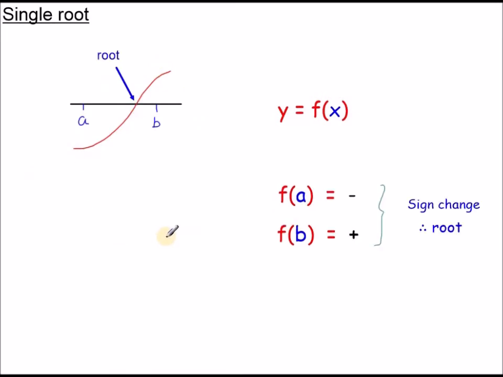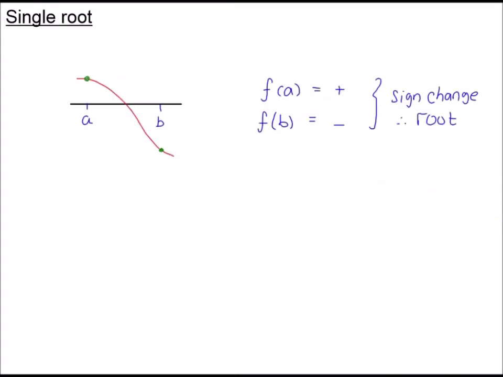So a quick summary of the example that we just looked at. And here we're just looking at the signs at a and b. This one was negative and this one was positive. So if you see a sign change, make sure you write down there is a sign change, therefore root, or hence root. You should always state this.